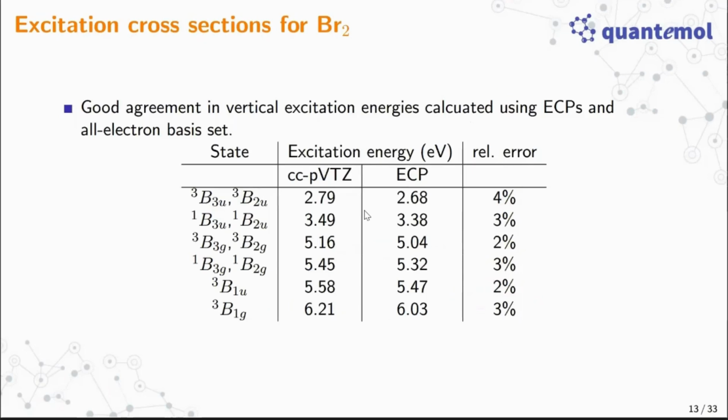You can also look at the vertical excitation energy that the core produces for each of the states. And in comparison with the all electron and ECP, the vertical excitation energies, again for just the first few states, are in very good agreement. Relative errors are just a few percent across the board here. So all in all, this gives us plenty of confidence in this first test case that things are looking good.